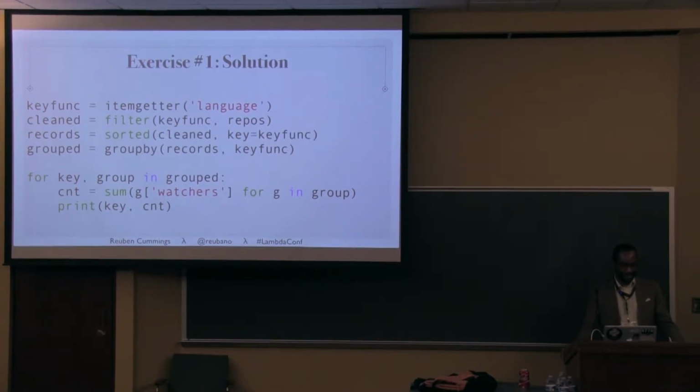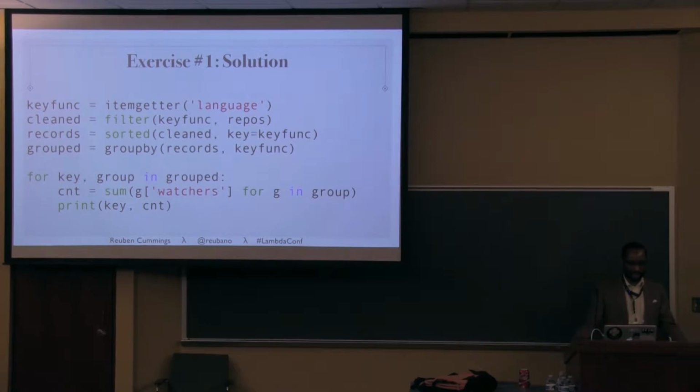So item getter takes an argument, in this case language. It returns a function that we call key func. You can think of key func as just like a lambda that takes a repository. It looks in the field language and returns whatever the value is. So if you give key func a repository where the language is None, it's just going to return None.